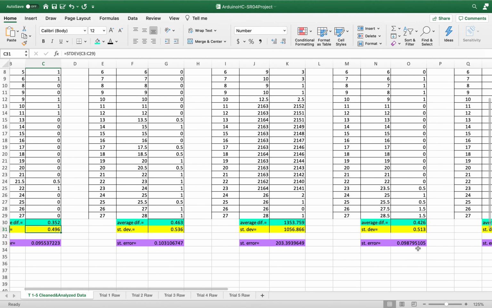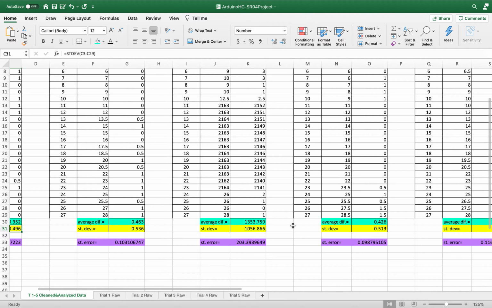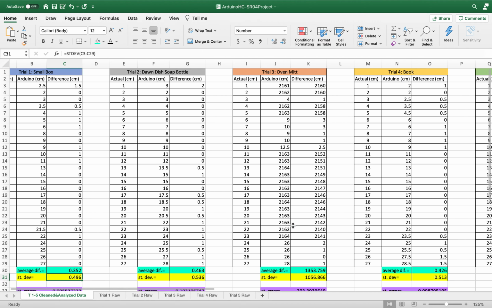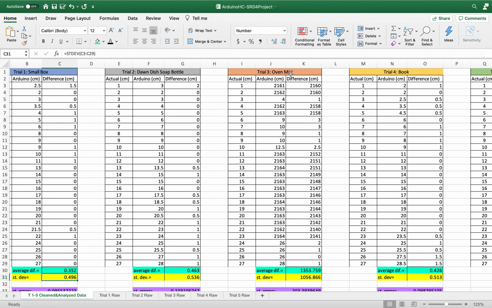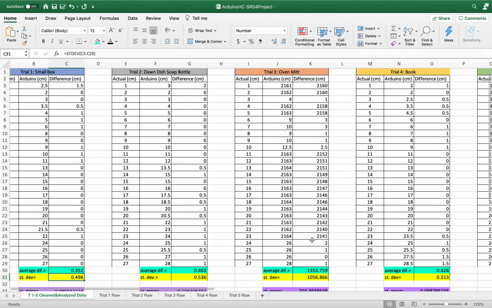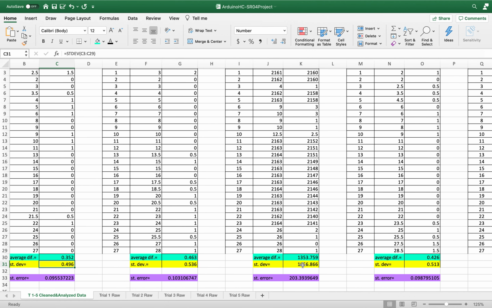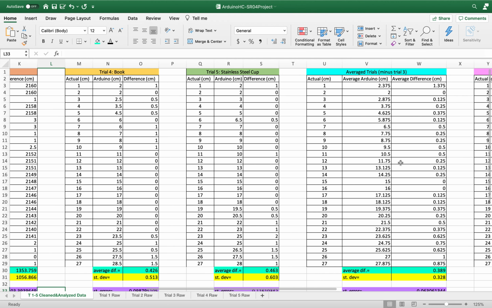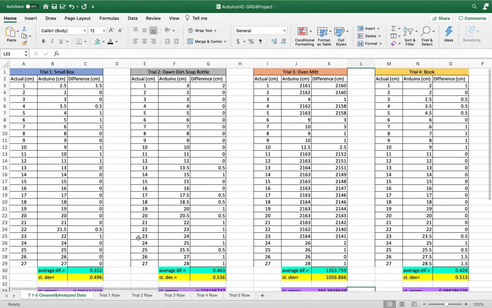As you can see, they all do differ, some of them not as significantly as the other ones. For example, our oven mitt in trial 3, you can see it got some really wonky measurements. So the standard deviation, how much the data differed, was pretty wonky. In fact, we decided to just discard that trial when we look at our average of all the trials.